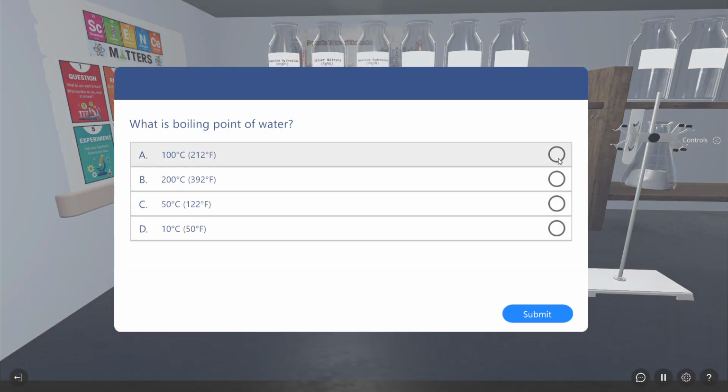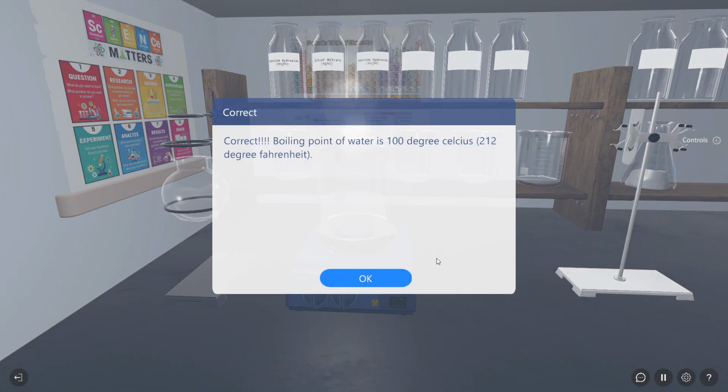What is boiling point of water? Correct. Boiling point of water is 100 degrees Celsius, 212 degrees Fahrenheit.